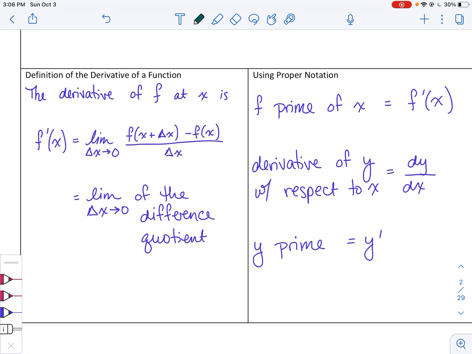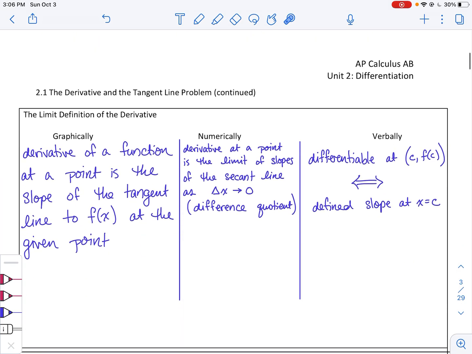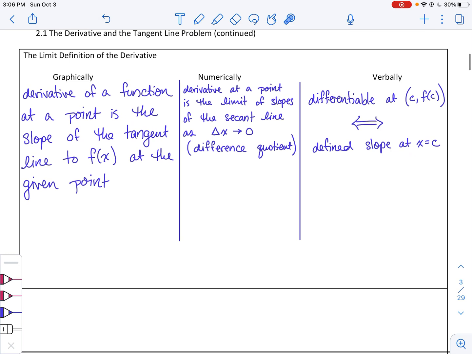And then we have a few different ways to note that we're finding the derivative. We have f prime of x, we have the derivative of y with respect to x, which we write dy over dx, and then we have y prime. We are going to work predominantly with f prime of x and dy dx. Now let's continue on to the next page and do an example. Oh, before we do the example, I want you to pause and copy down the limit definition of the derivative for the graphical, numerical, and verbal versions.